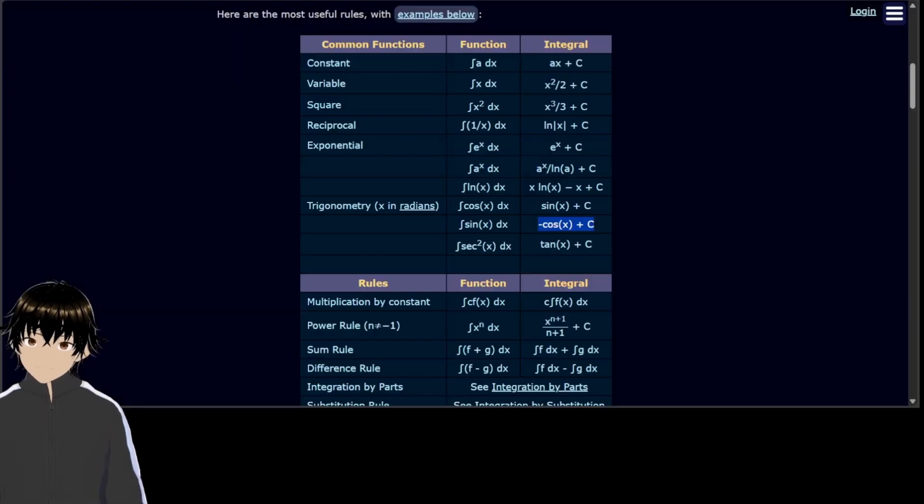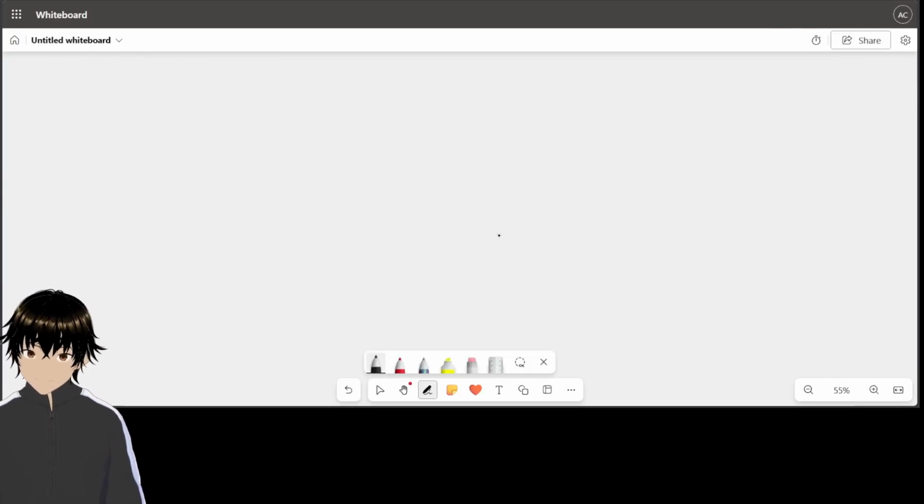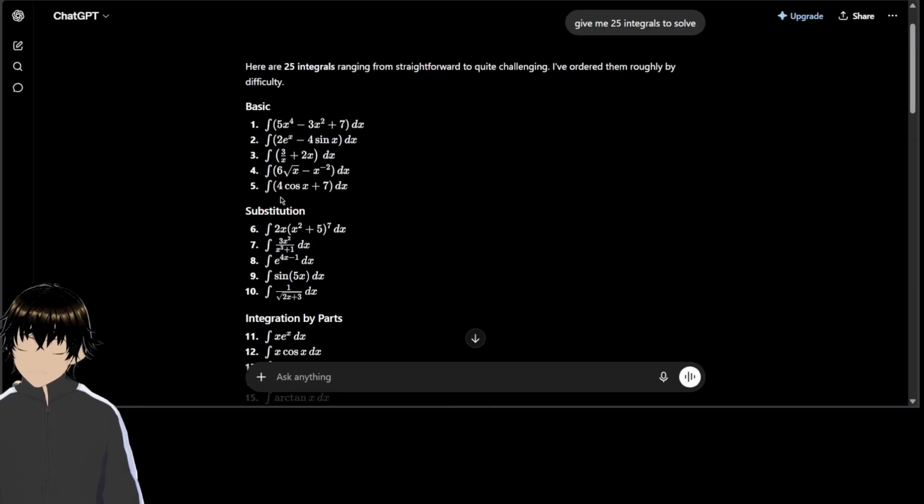So whenever there's a sine x function, the integral of that, when you integrate it, is going to be negative cosine x. So let's go back to the third.